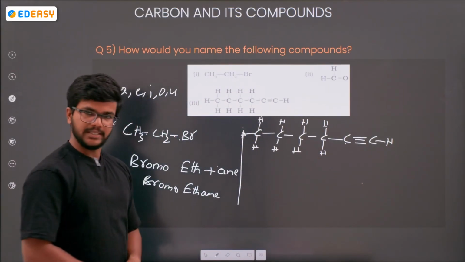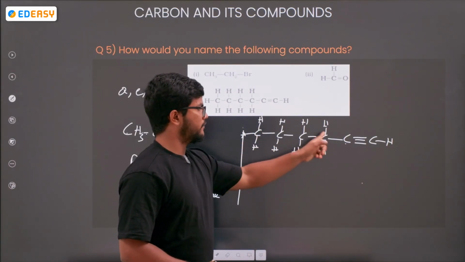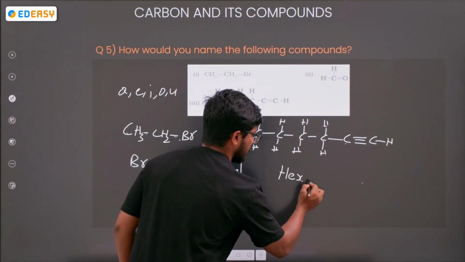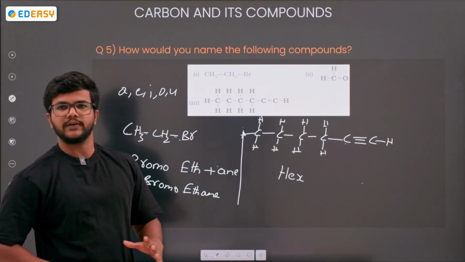Count the number of carbons first. Okay. 1, 2, 3, 4, 5, 6. 6 carbons are there. 6 carbons, the root is hex. Okay. Is there any functional group?